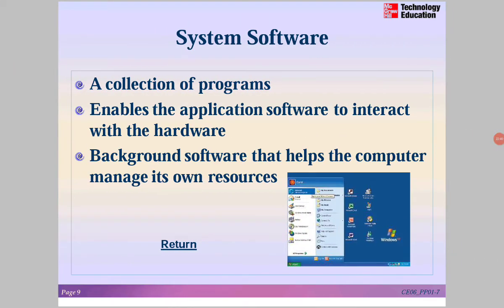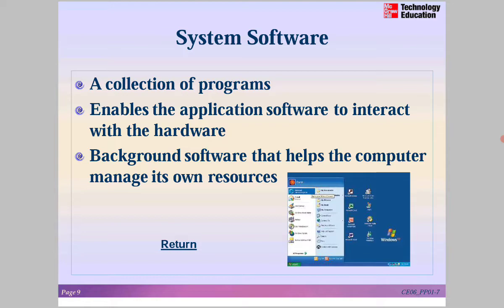So system software. What is system software? A collection of programs, tools, and utilities that enables the application software to interact with the hardware, and background software that helps the computer manage its own resources. Generally, system software is also called an operating system or OS. They are a collection of programs, tools, utilities, and small applications.